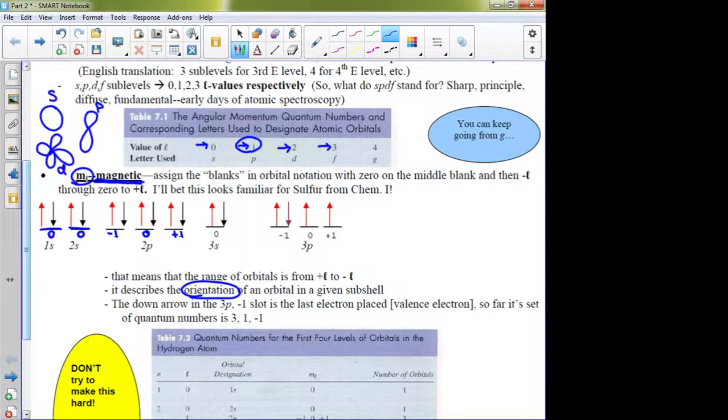We see that? And then if I drew a D orbital, how many blanks do you think I would have to draw? 5 across. 5, right? If I drew a D, it'd have to be 5 because L is equal to 2, so that means I could go anywhere from -2 to +2. 0's in the middle. Do we see that? Everybody with me? Okay.